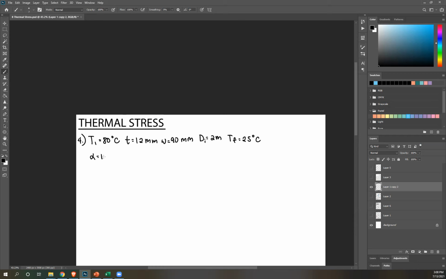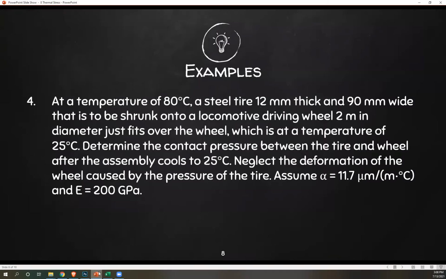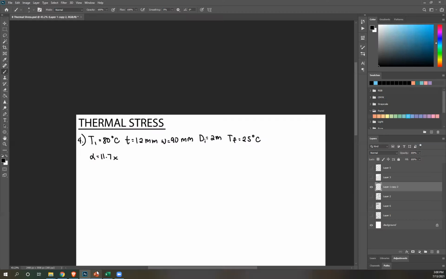And then alpha, 11.7. Remember, converting micro to meter is just times 10 raised to negative 6. Yeah. And then meter will cancel out. You're going to be left with just per degree Celsius. And then E, 200 GPa. Okay.